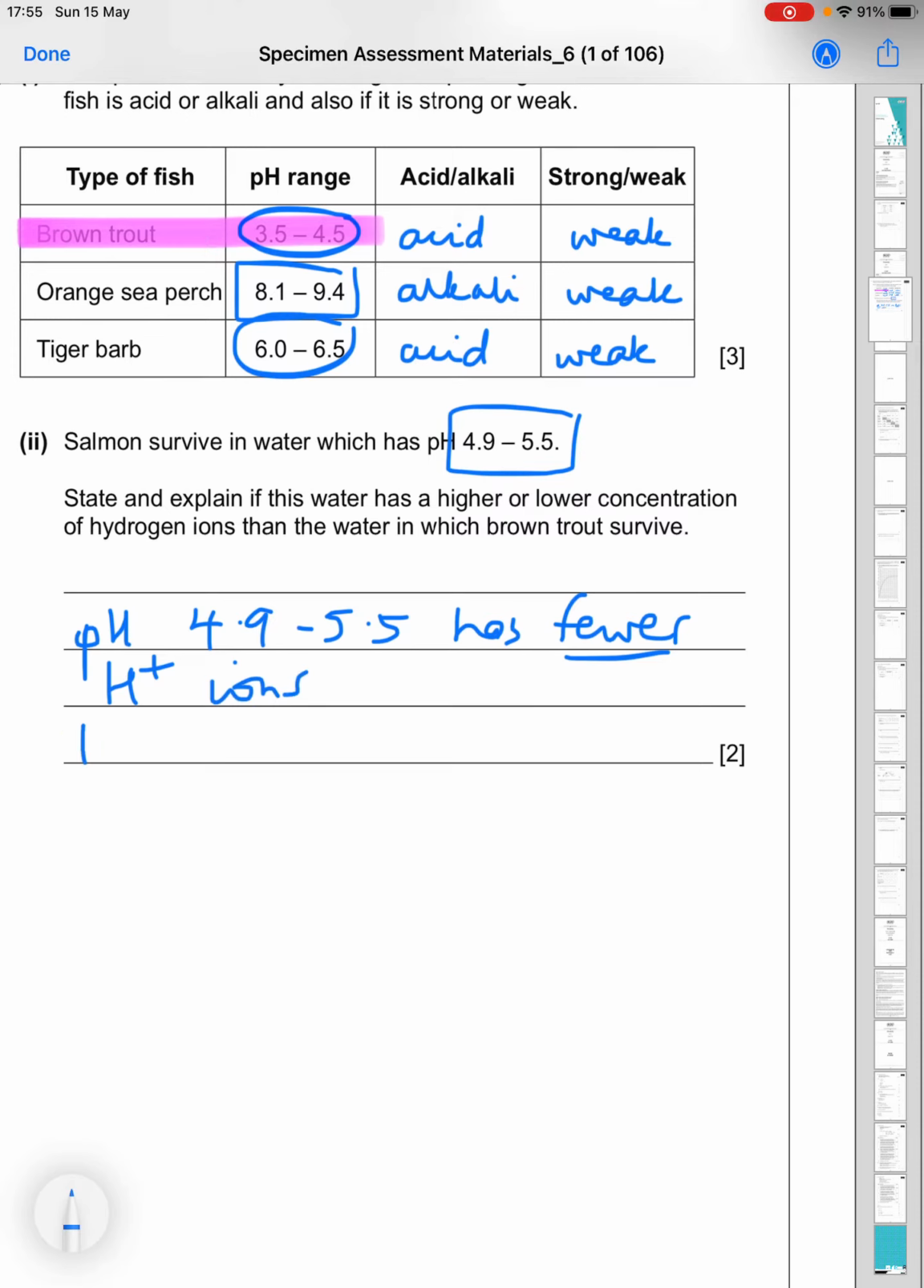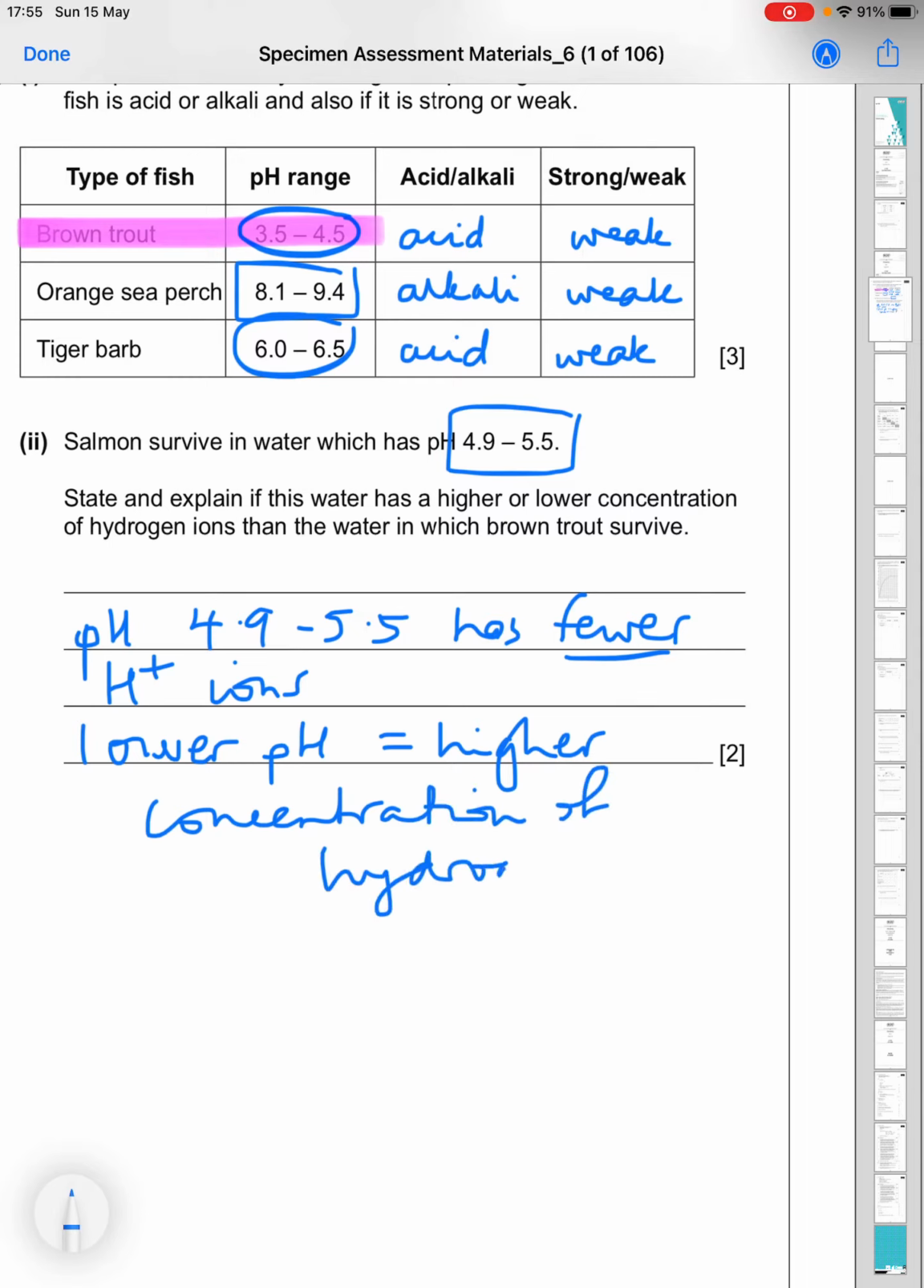Because a lower pH is actually equal to a higher concentration of hydrogen ions. So 1 mark for saying fewer, and 1 mark for then, as you're stating fewer, explaining that the lower the pH, the higher the concentration of the hydrogen ions.